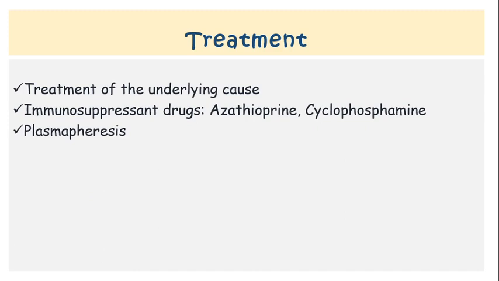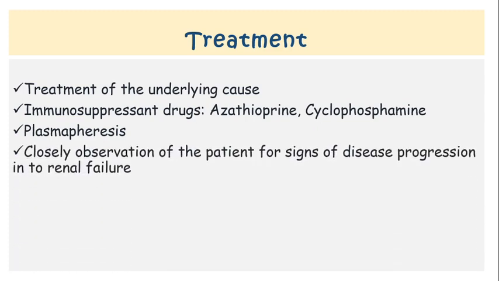Then plasmapheresis. Plasmapheresis is to remove the patient's pathological antigen antibody complex containing plasma and to replace it with Rh negative, purified plasma. So that's plasmapheresis, filtration of plasma. Next, you have to closely observe the patient for development of any signs suggestive of renal failure. Next, dialysis. Dialysis is where the blood is taken out of the body. It's allowed to pass through a dialyzer or an artificial kidney that filters all the wastes and immune complexes, and the purified blood is circulated back to the patient's body.